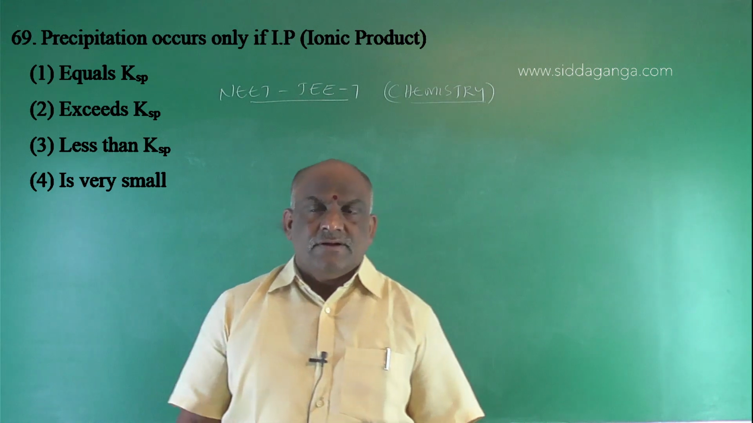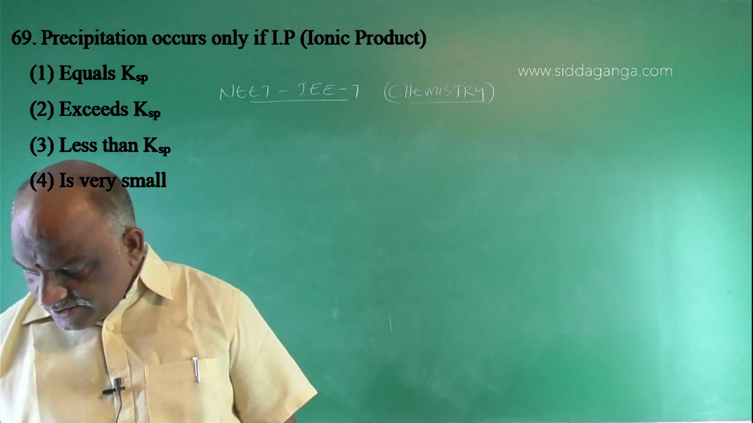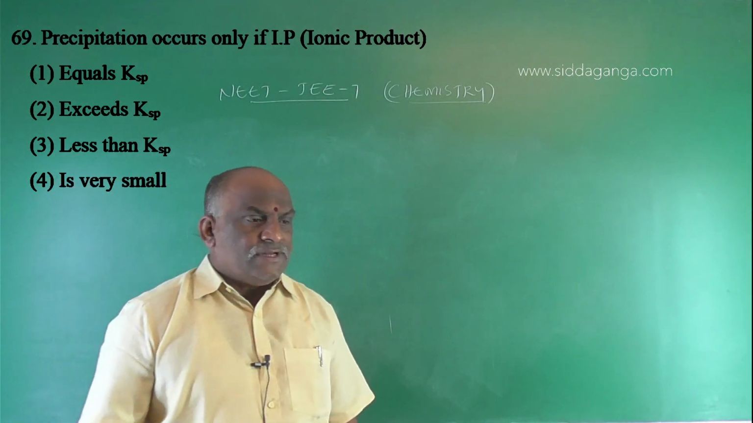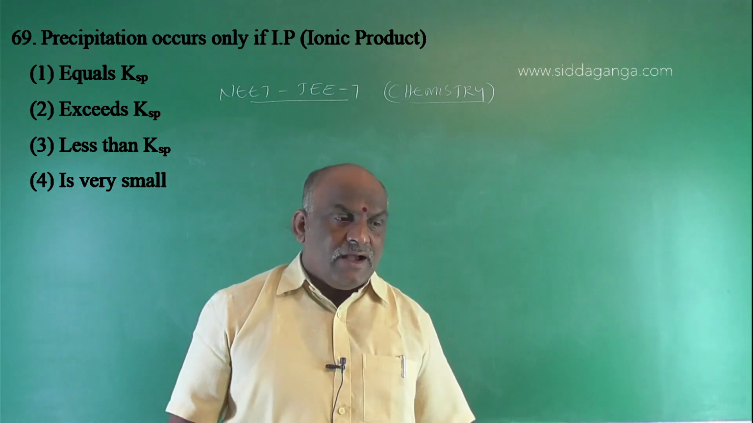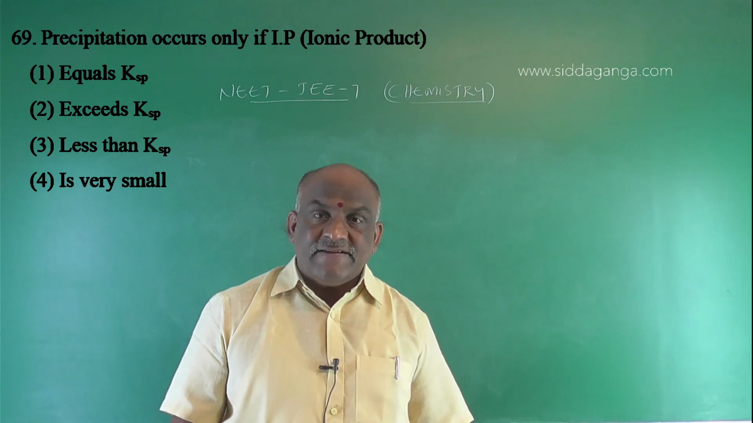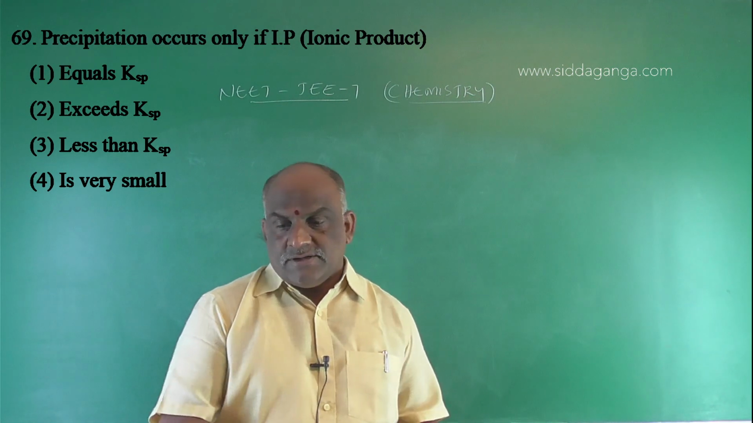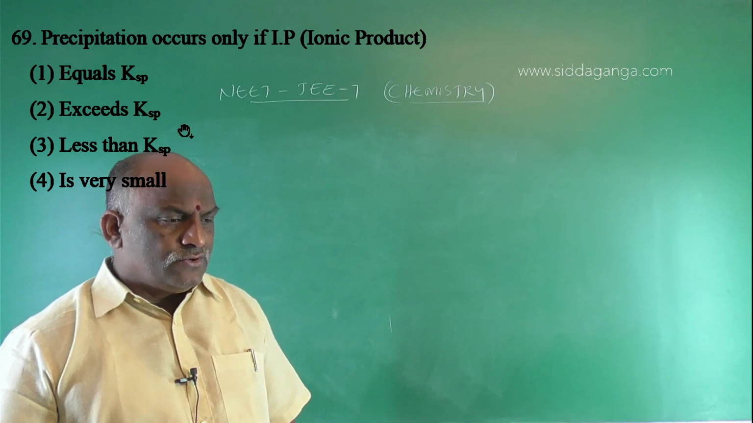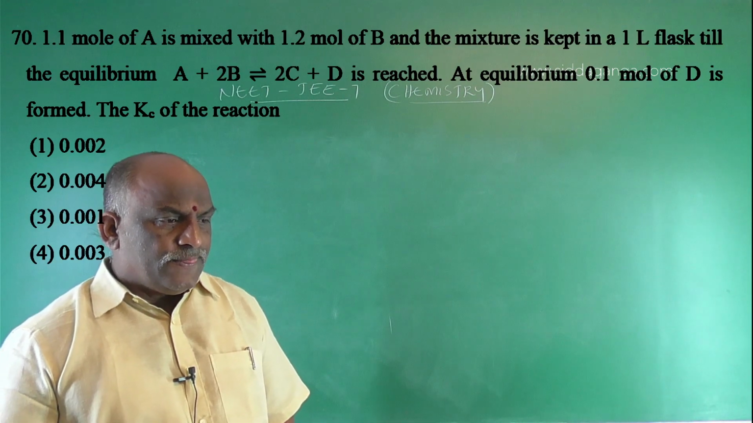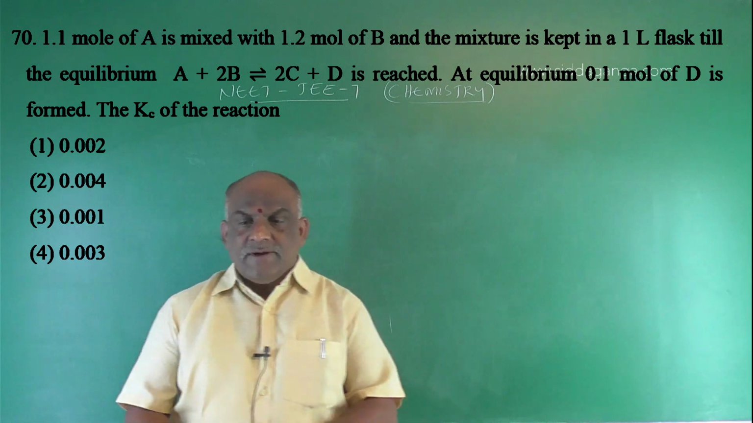So this is a concept background question. You should go with option 2. Precipitation is formed when the ionic product exceeds the solubility product. That is the second option. For this question, you should go through the concept background. And the next one is numerical background.